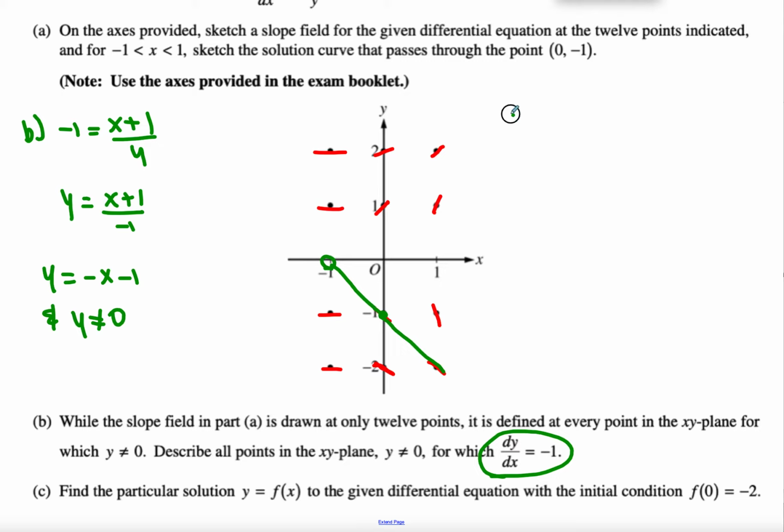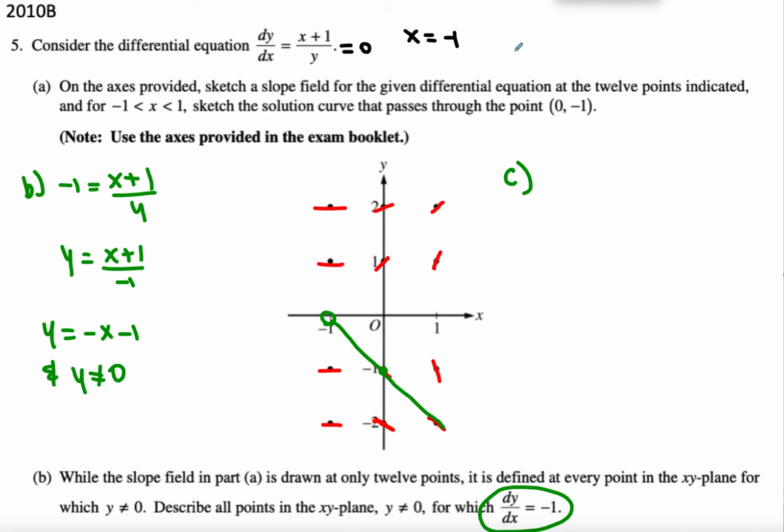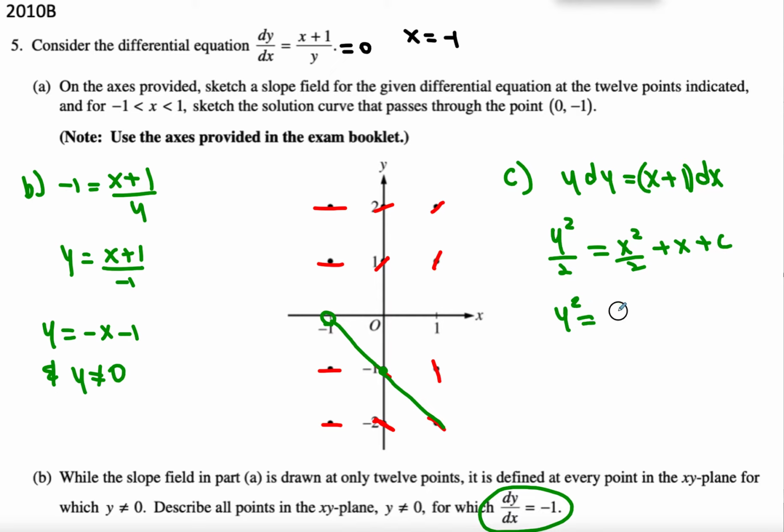Alrighty, let's look at part C. Find the particular solution with this given condition. So what I'm going to do is separate the variables. Here we get y dy and then x plus 1 dx. When I integrate this one, I get y squared over 2 is equal to x squared over 2 plus x plus c. So I can multiply everything by 2. Then we get y squared is equal to x squared plus 2x plus c.